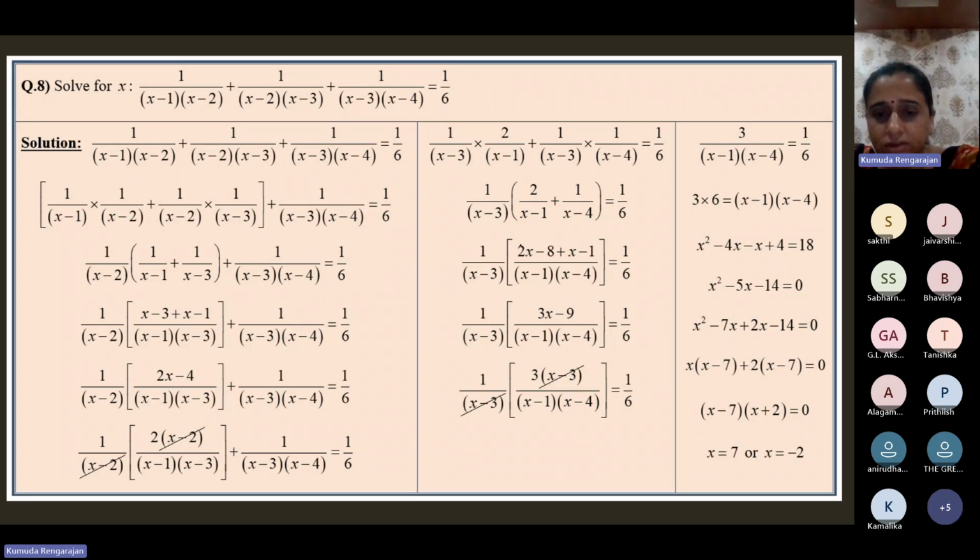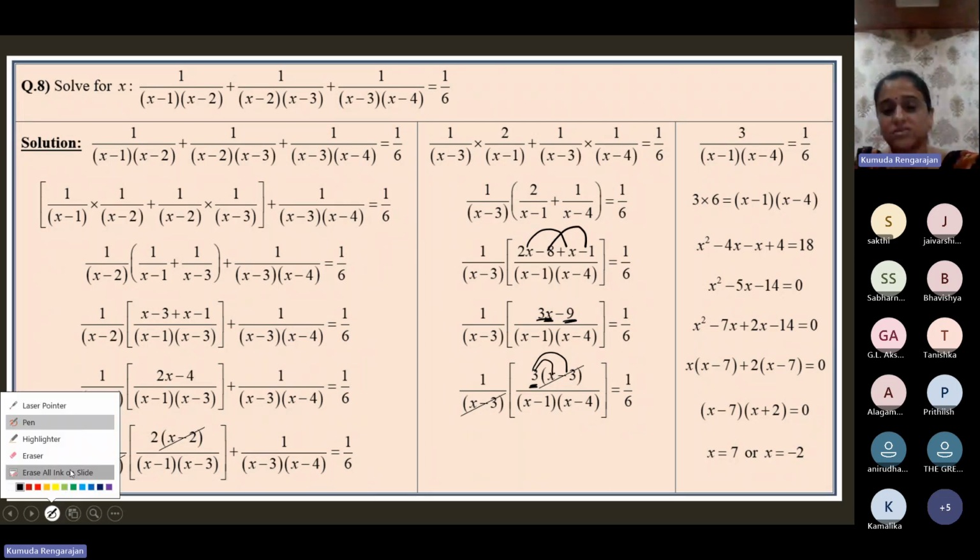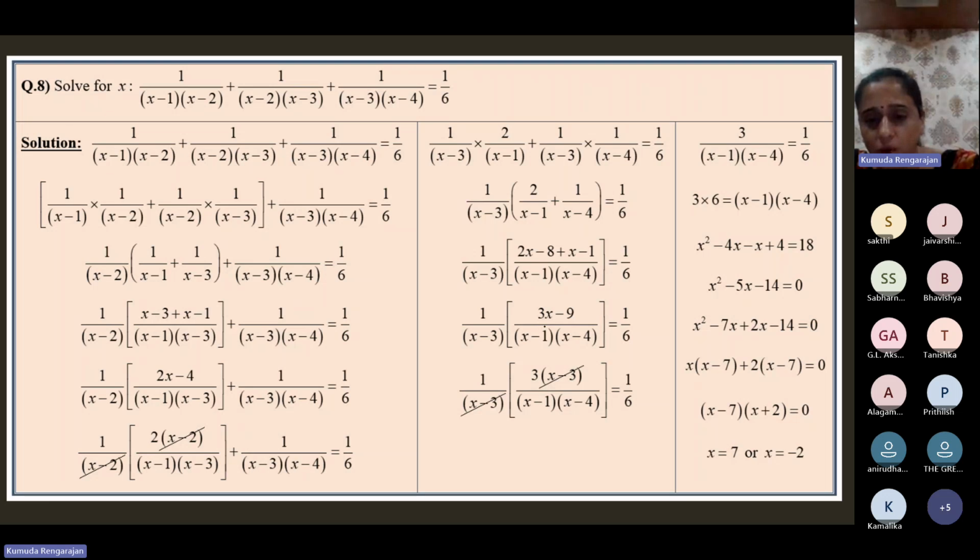So now simplify. 2x plus x is 3x. Minus 8 minus 1 is minus 9. The others as it is. Now between 3x and 9, 3 is common. So in the bracket, you will get x minus 3, because 3 into x is 3x and 3 into minus 3 is minus 9. Taking out 3 common, 3 into x minus 3. So now x minus 3 and x minus 3 get cancelled. So we are left with 3 by x minus 1 into x minus 4 is equal to 1 by 6.